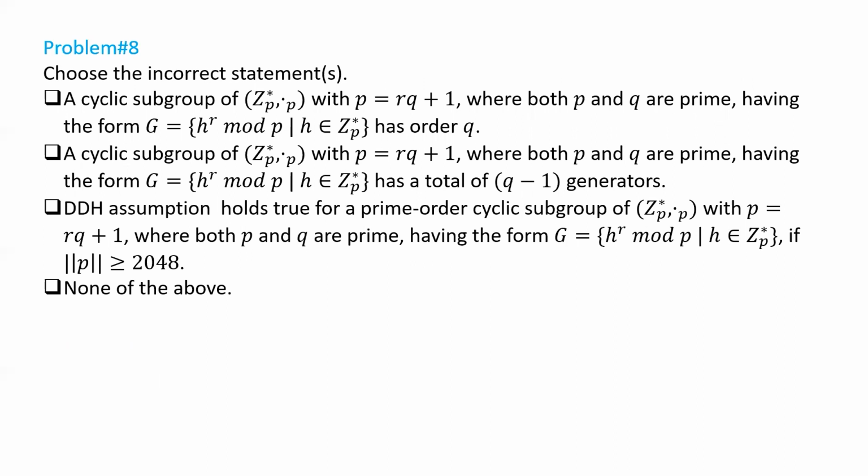Next problem. Choose the incorrect statements. A cyclic subgroup of ZP star with multiplication modulo P, with P equal to RQ plus 1, where both P and Q are prime, having the form G equal to H to the power R mod P such that H belongs to ZP star, has order Q. So let us proceed statement by statement. If we focus on the first statement only, is it true or not?